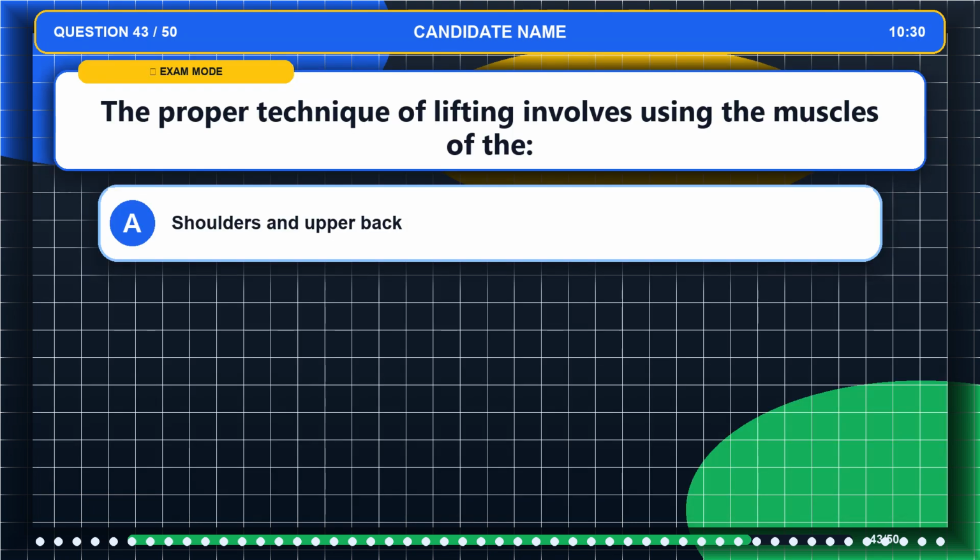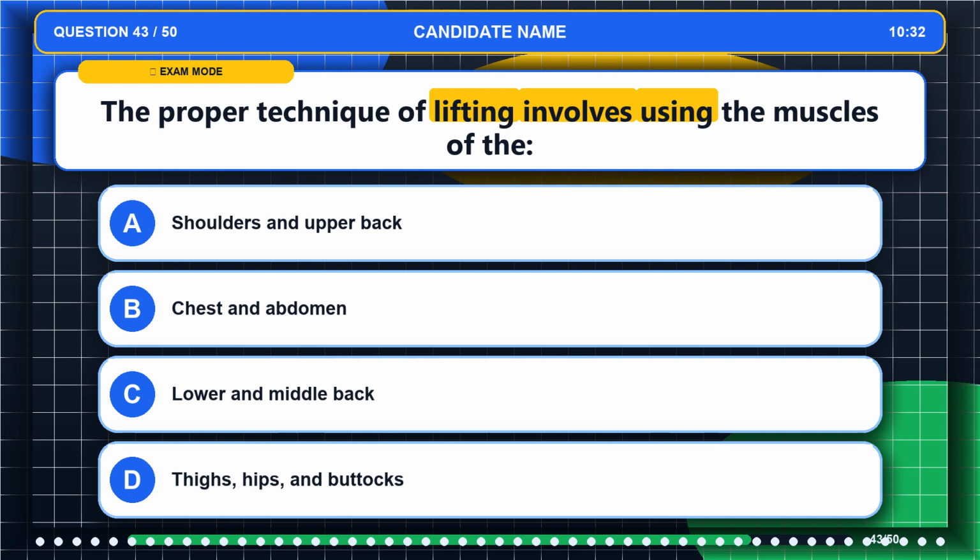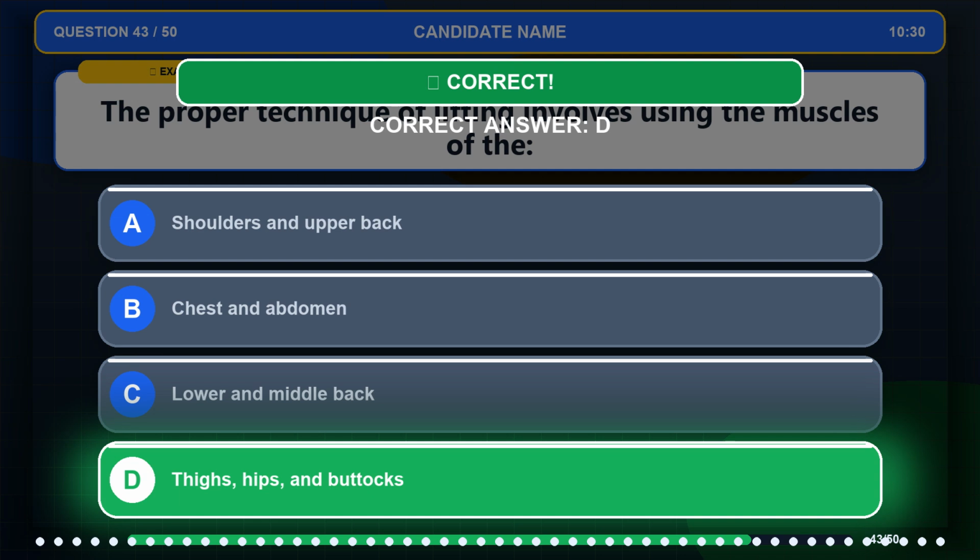Question 43. The proper technique of lifting involves using the muscles of the Option A, shoulders and upper back. Option B, chest and abdomen. Option C, lower and middle back. Option D, thighs, hips, and buttocks. The correct answer is option D, thighs, hips, and buttocks.